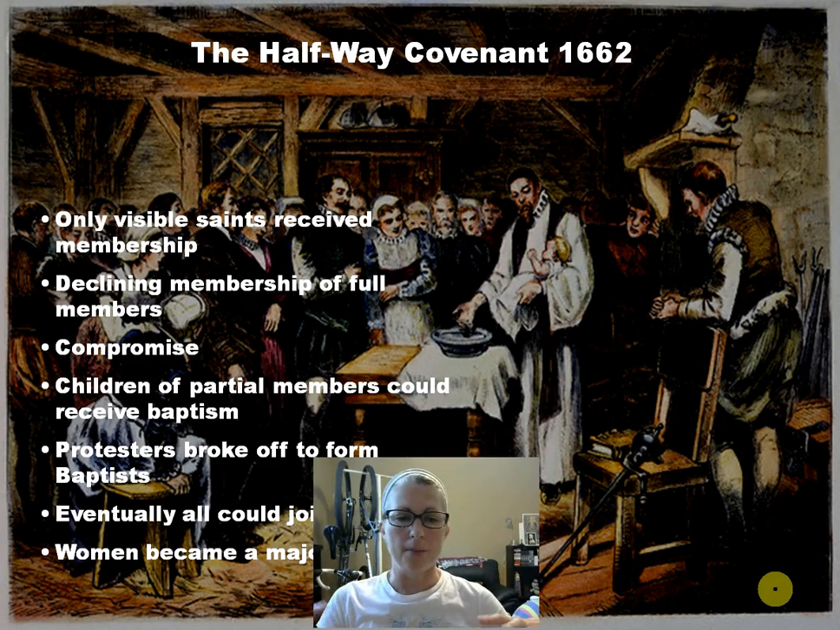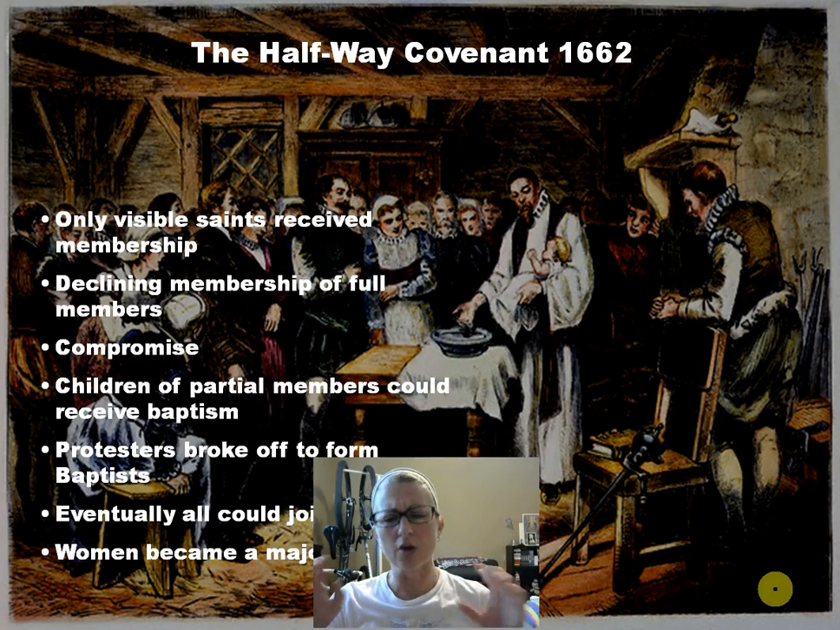So they had a compromise, which was called the halfway covenant. You should remember the halfway covenant, where children of partial members could receive baptism. So a partial member is not a visible saint. They're not a full member of the church, but their children could receive baptism. And then when they got older, they could have their conversion experience and all of that, and they could become full members.